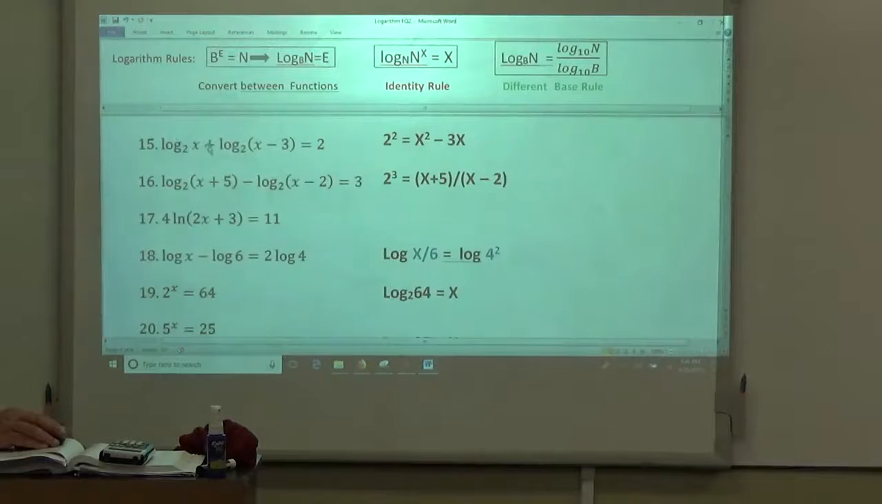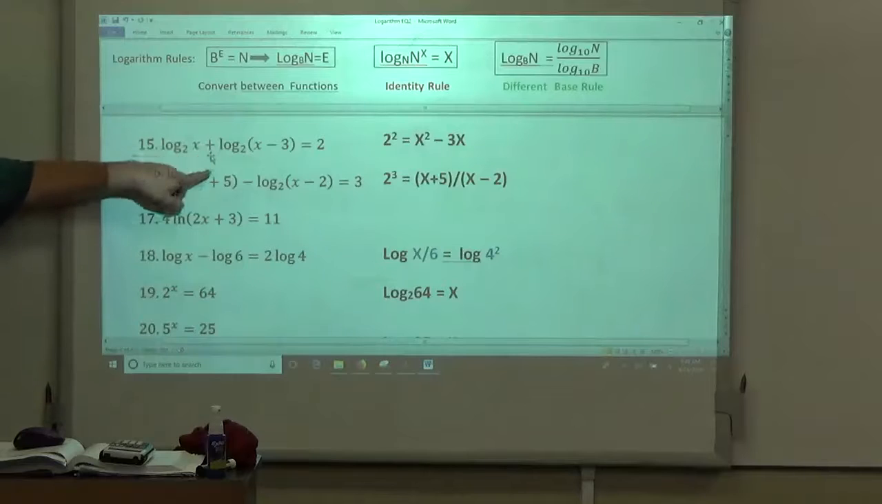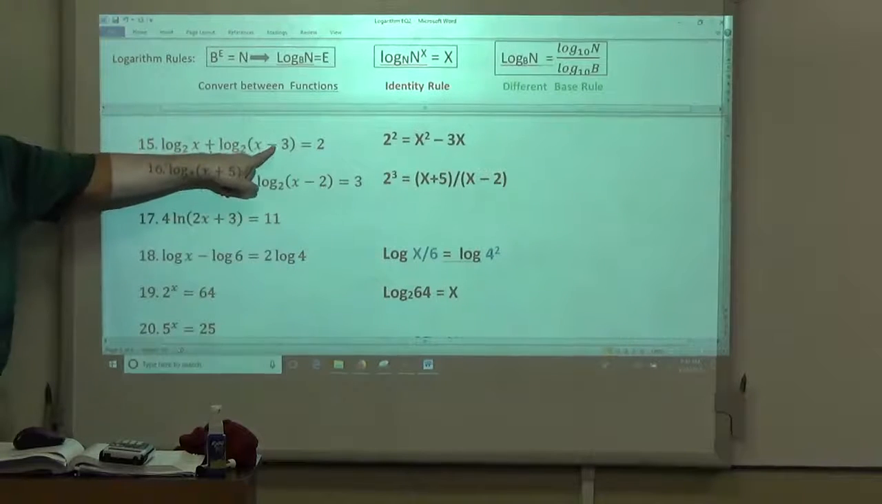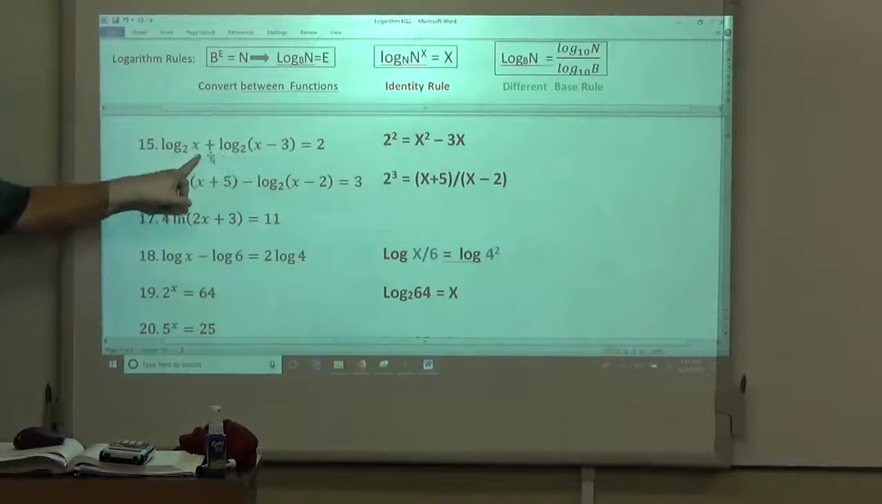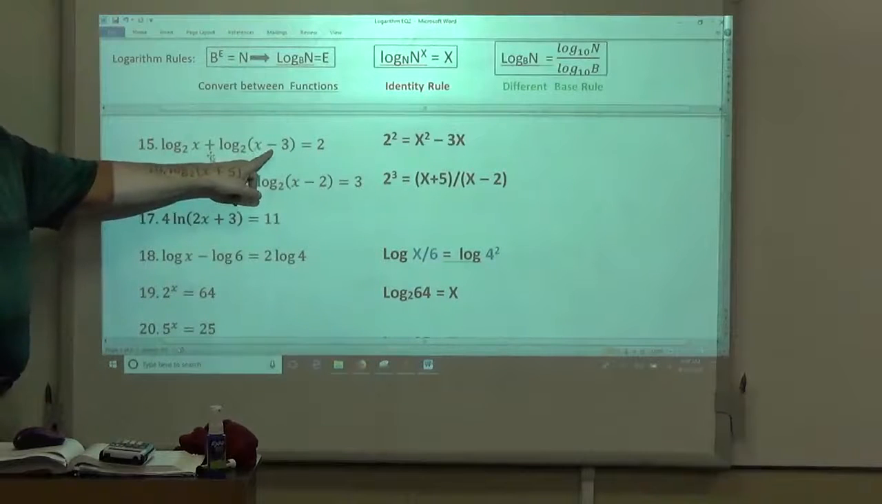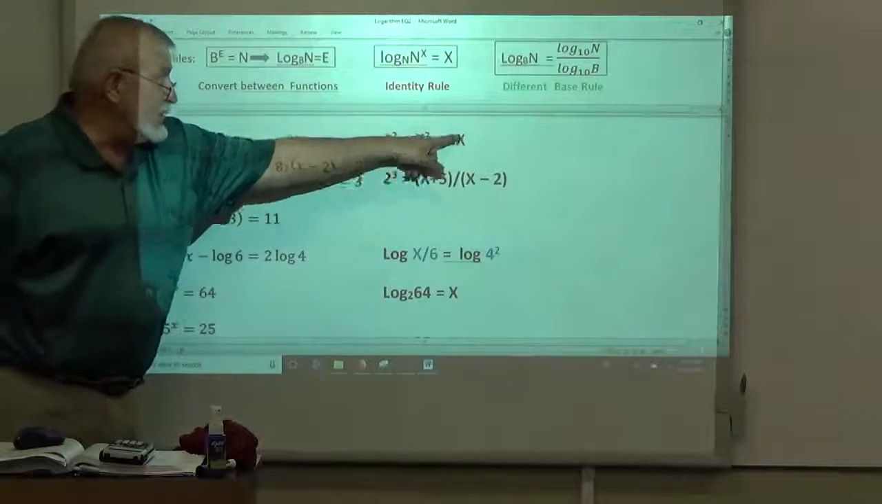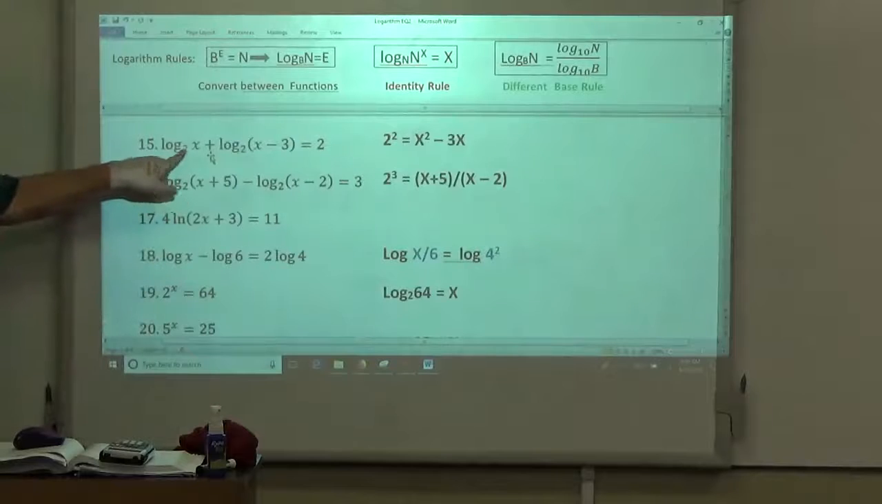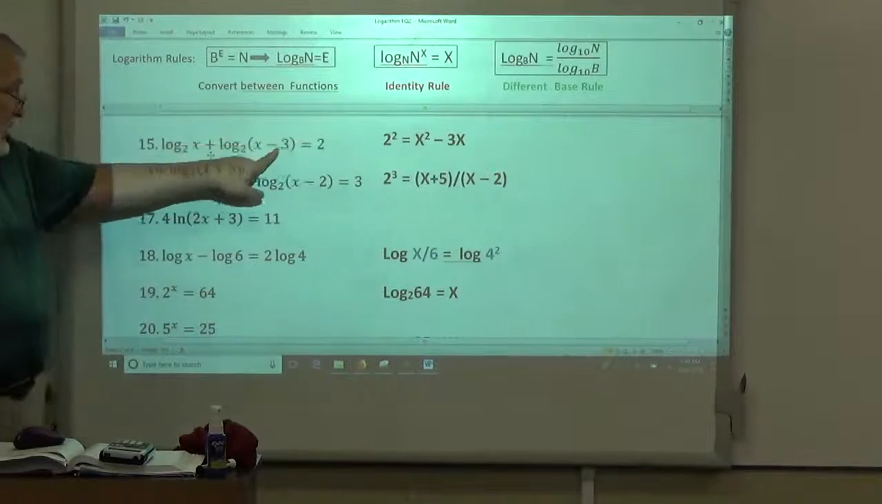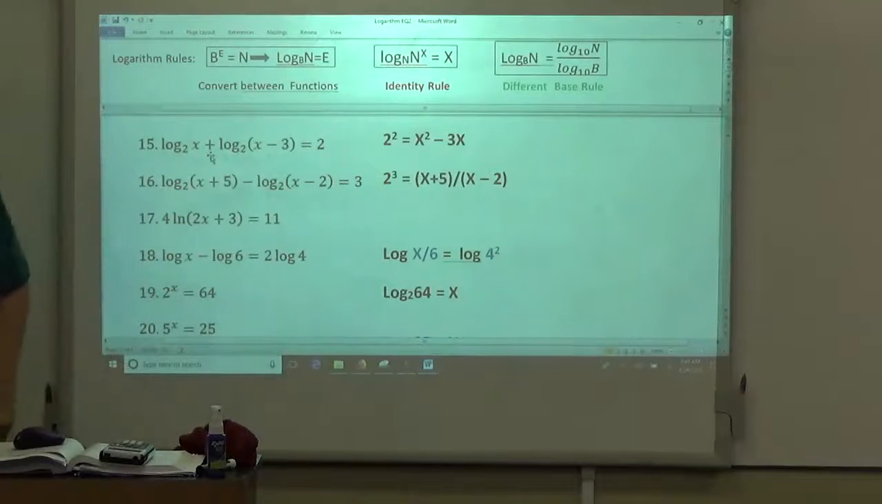All right, so what do you see here? See the plus? So it's going to be this times this. So what is x times x minus 3? X squared minus 3x. Now, 2, this is the base, 2 to the second power equals x times x minus 3.